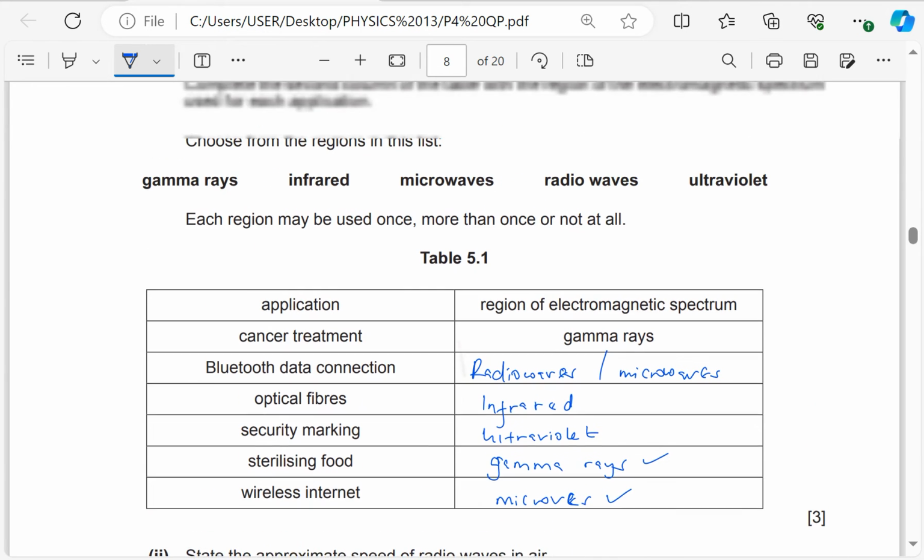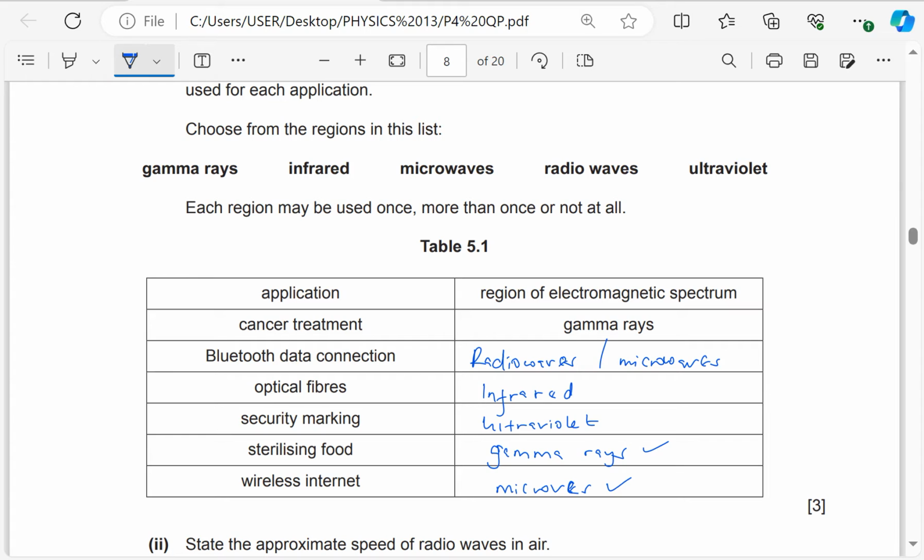Sterilizing food, from the list we can choose gamma rays, because gamma rays can destroy bacteria. Security marking, that is normally ultraviolet. Optic fibers transmitting signals, that is normally infrared. Bluetooth data connection is normally radio waves, but can also be microwaves.